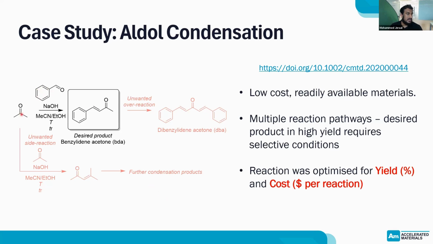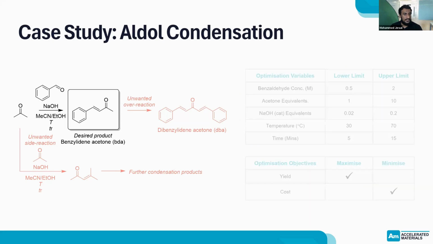So we're reacting benzaldehyde with acetone under base catalysis, and this is the molecule that we want to make here. It's quite a nice system because the reaction will very readily continue to form this dye product. And the acetone can also react with itself to form mesityl oxide and then further polymerize here to make loads of other products too. And in this case study, we're going to be trying to maximize the yield of this particular material whilst minimizing the cost, the materials cost of this reaction.